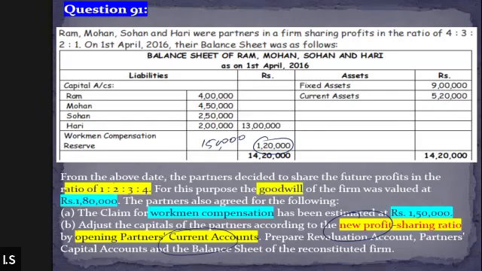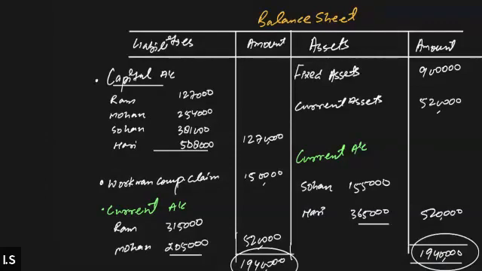Workman compensation claim is actually our liability. So the 1,50,000 will be indicated in the balance sheet. Everybody clear? 1,50,000 in the balance sheet as the workman compensation claim. Got it? Yes, sir.